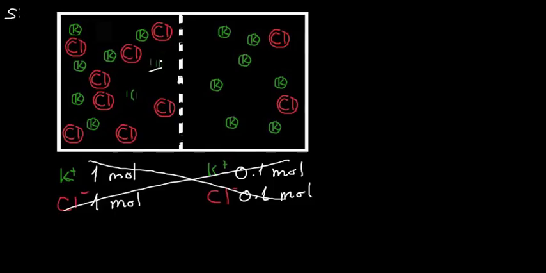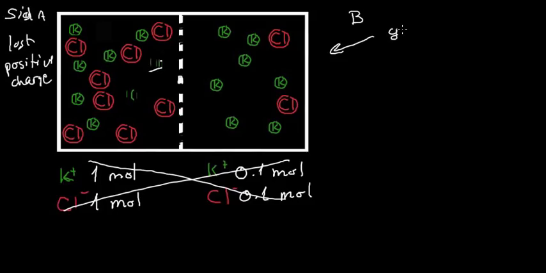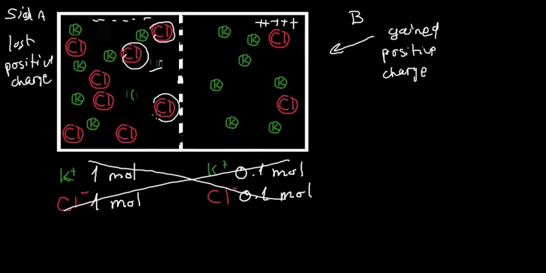So this side, let's say side A, lost potassium. So it means it lost positive charge. And this side B gained positive charge. So this side is going to be slightly more and more positive, and this side is going to be more and more negative. And consider that this side had more negative ions to begin with. So it's going to very dramatically become more and more negative.